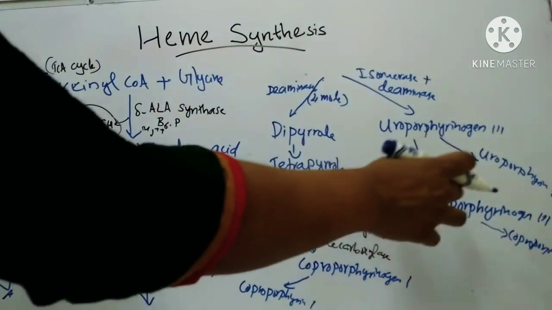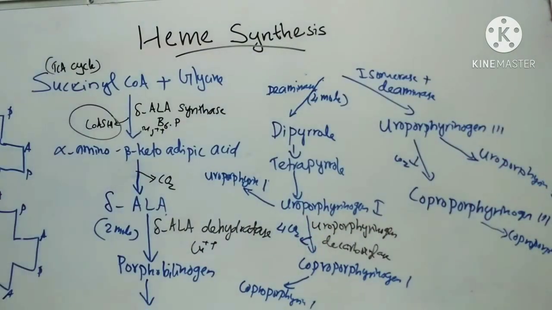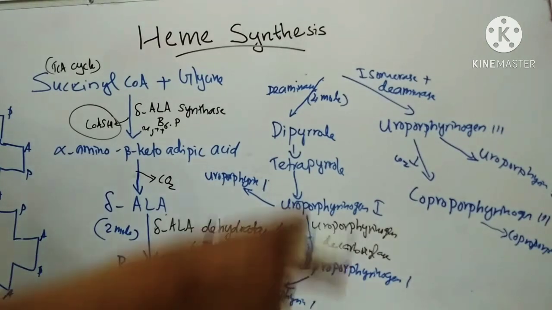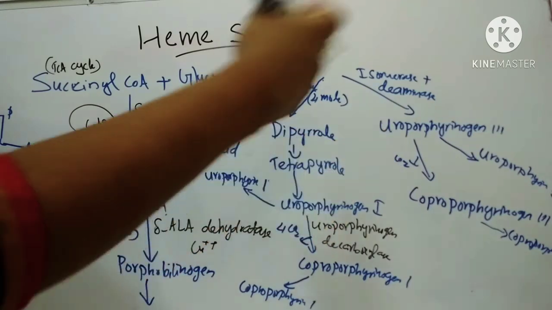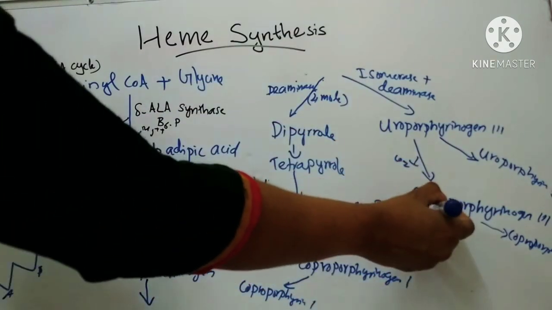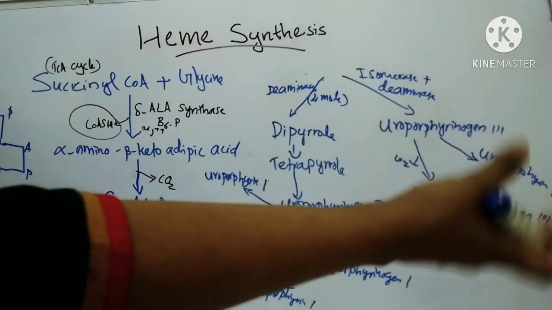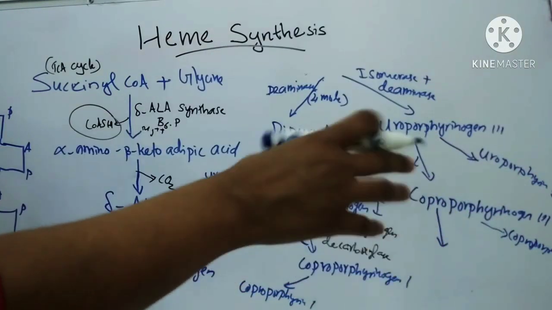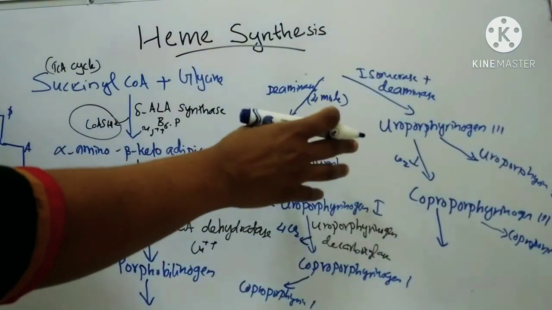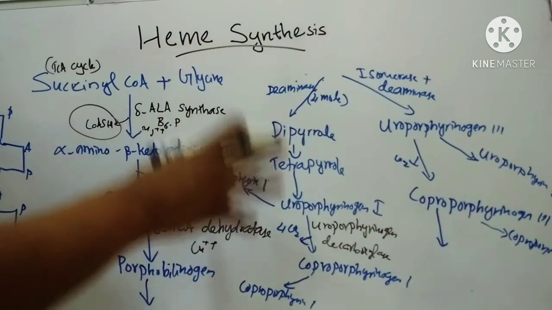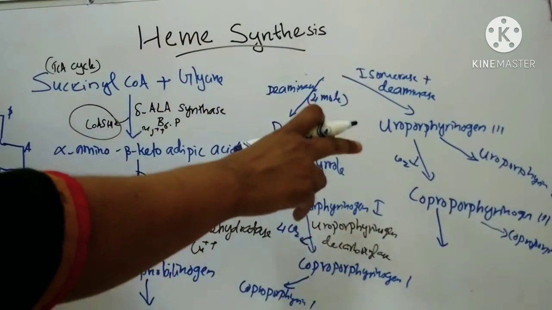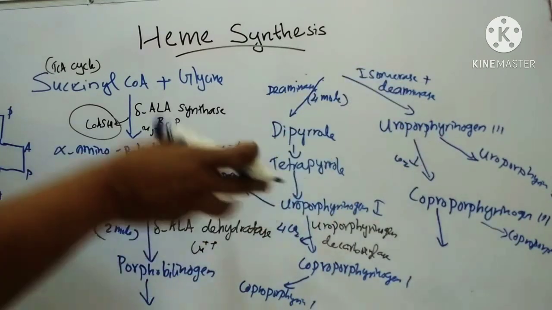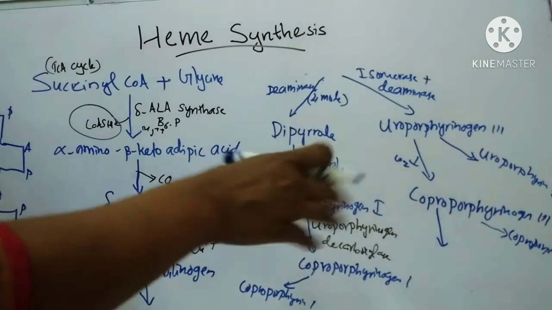Most of the coproporphyrinogen 3 is converted to protoporphyrin 9. That is the next step. We will see the formation of protoporphyrin 9 from this coproporphyrinogen 3. This reaction takes place in mitochondria, again in mitochondria. Up to this reaction it is cytosol. So from the cytosol, coproporphyrinogen 3 has to enter into the mitochondria for further reaction.